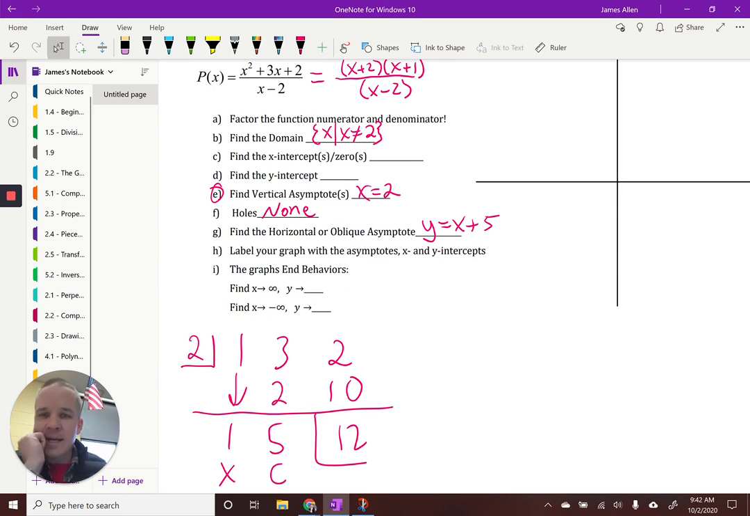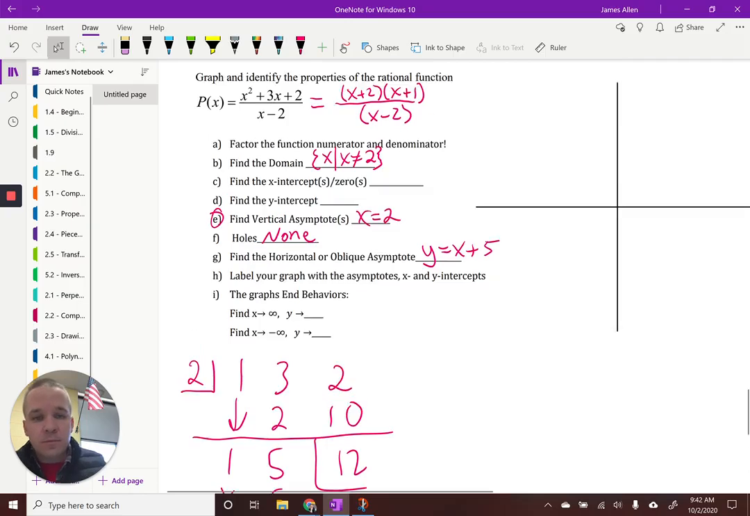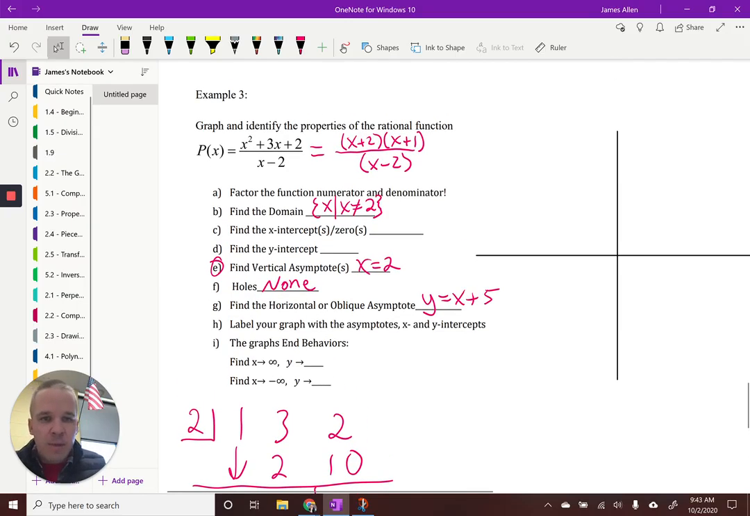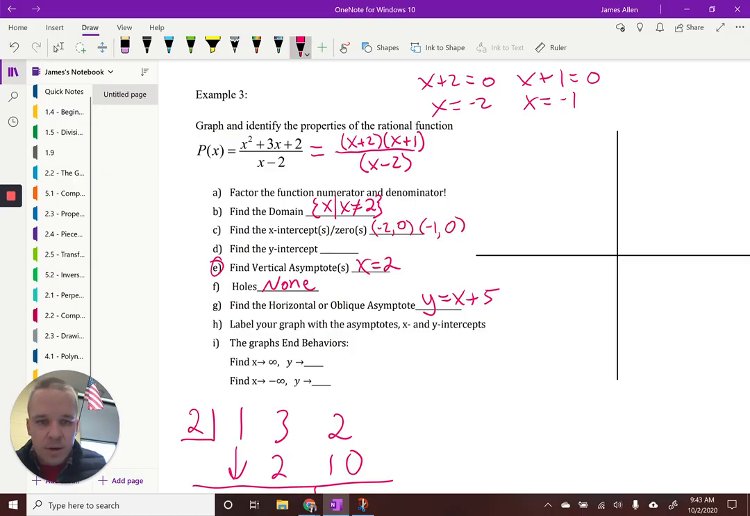Excellent. All righty. So x-intercepts and y-intercepts. Well, if I set my numerator equal to 0, meaning my y value, my function value is 0, then I can find the x values that would be crossing right on my x-axis, because anywhere along my x-axis, that's where I'm getting a y value of 0. So let's set our numerator equal to 0. I've got x plus 2 equals 0 and x plus 1 equals 0. So I'm going to get x equals negative 2 and x equals negative 1. Those are going to be my x-intercepts. So negative 2 comma 0 and negative 1 comma 0.